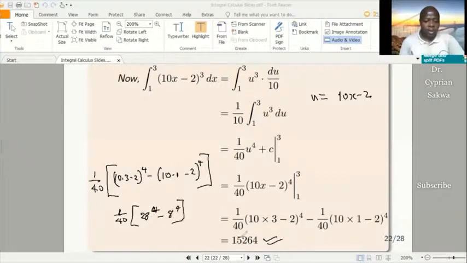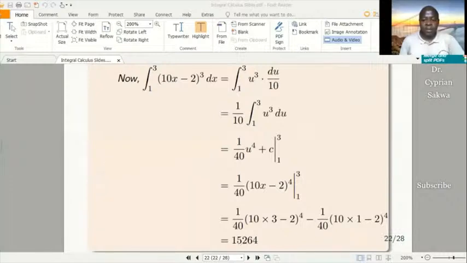And when you do this on your calculator, you get 15,260 as the answer. Let's take the next example.